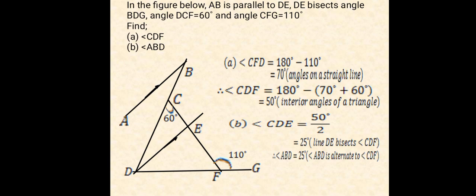Now, part B, we have been told to find the angle CDE. Angle CDE is 50 degrees divided by 2, which is equal to 25 degrees. This is because we have been told line DE bisects angle CDF. Therefore, angle ABD, the one I've been told to calculate, is 25 degrees. This is because angle ABD is alternate to angle CDE.